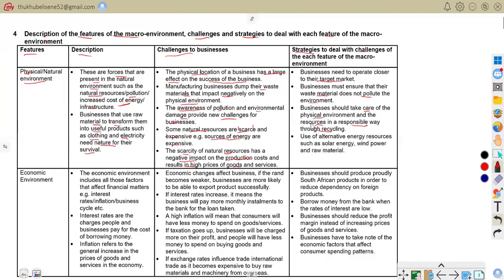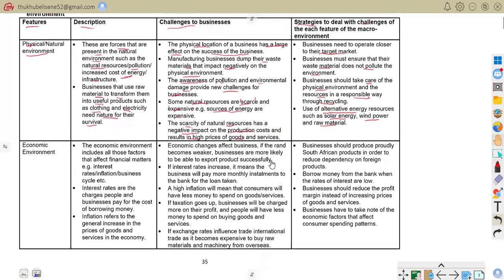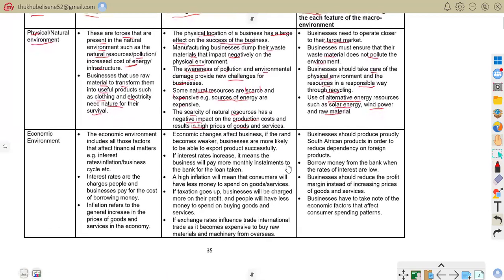Reuse materials to reduce waste. Use alternative energy resources such as solar energy and wind power, as well as raw material. So that is that. Switch to renewable energy. We can, for example, install solar panels. So now let us move on to the economic environment.